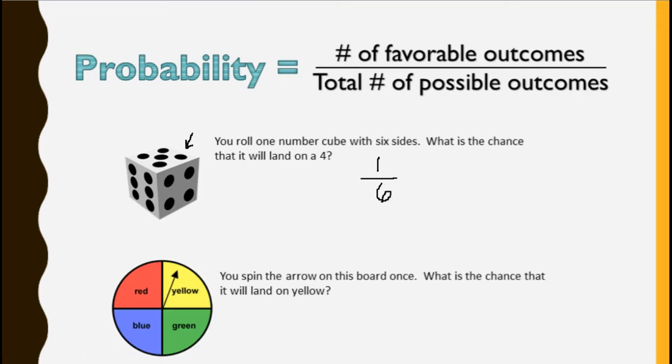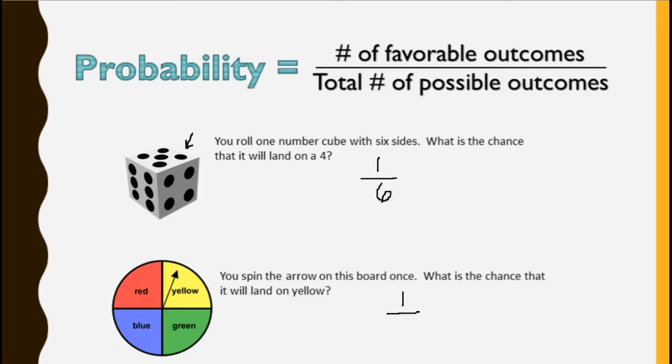Now let's look at our other example down here. Here we have a spinner. So first let's figure out the number of favorable outcomes. They want to know what's the chance that it would land on yellow. Well, there's only one yellow section in this spinner, and they're all equally divided. So we'll say there's a 1 for the favorable outcome. If there were 2 yellow sections, we would say 2, but there's only one yellow section, so we'll say 1.